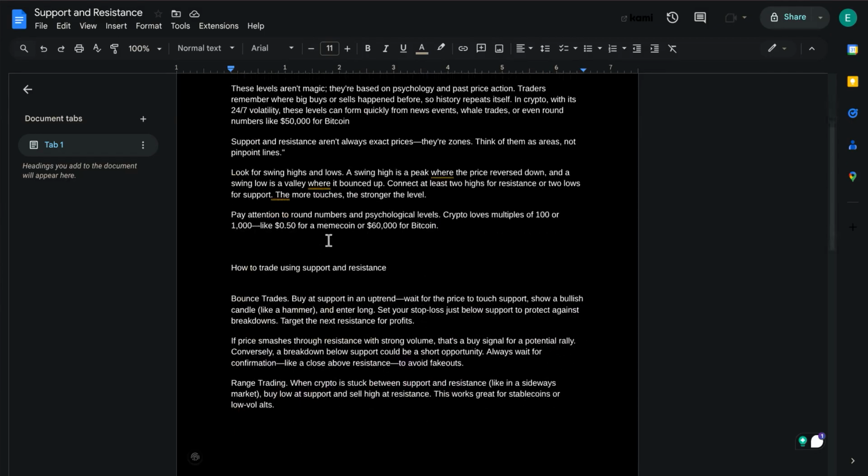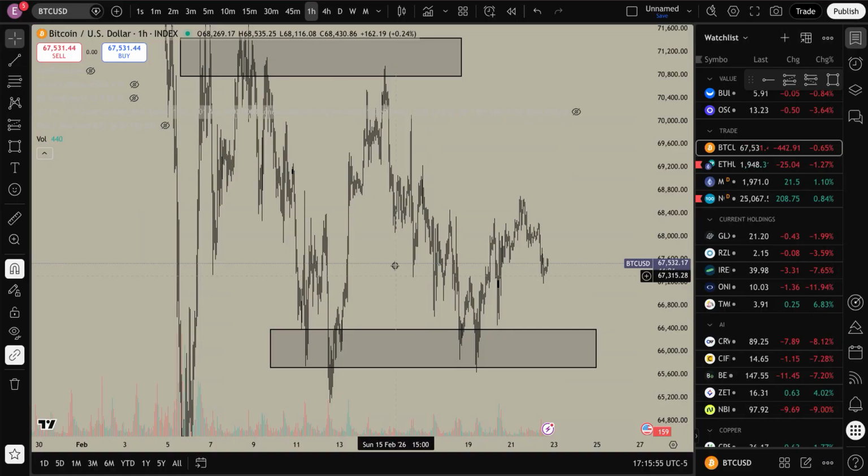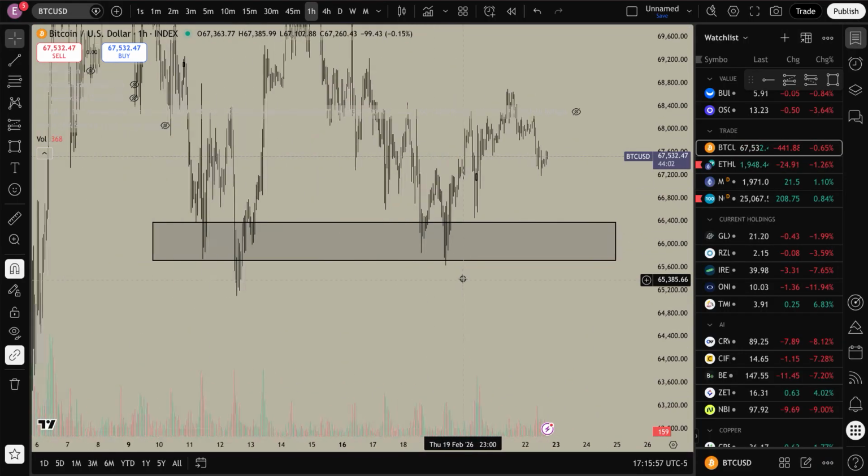All right, so there's three types of trades I like to take. The first one is a bounce trade, where you buy at support in an uptrend, wait for the price to touch support, show a bullish candle, maybe a big move up or something like a hammer, and you set your stop loss just below support to protect against breakdowns, and you target the next resistance for profits. All right, so let's take a look at what this would look like.